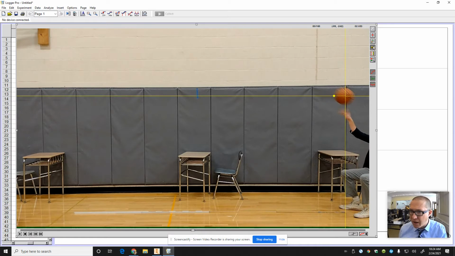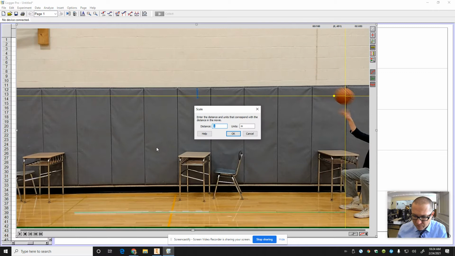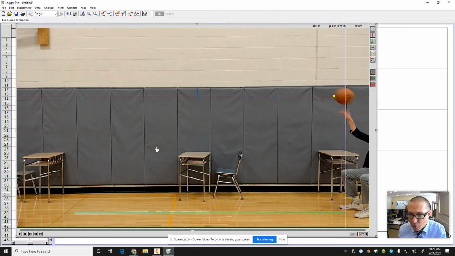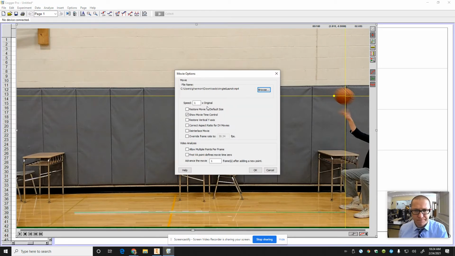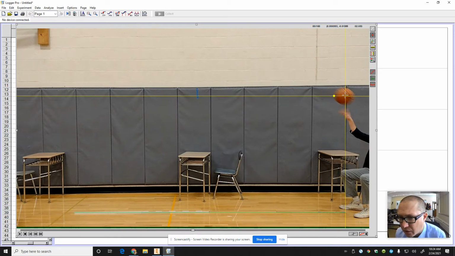All right, and then I'm going to set my scale here. That's this fourth button down. I'm going to drag that across my meter sticks. All right, and that's 4 meters. Now, I'm hoping this is going to be a very nice, precise video. Options, movie options. Allow first point to define movie time zero. Advance the frame after adding a new point. Maybe we'll do 2 frames rather than 1. Get this done a little bit quicker.